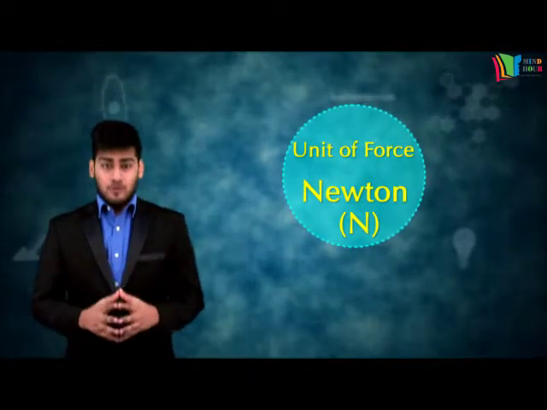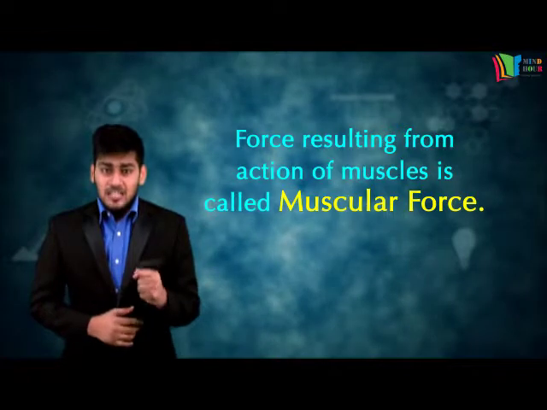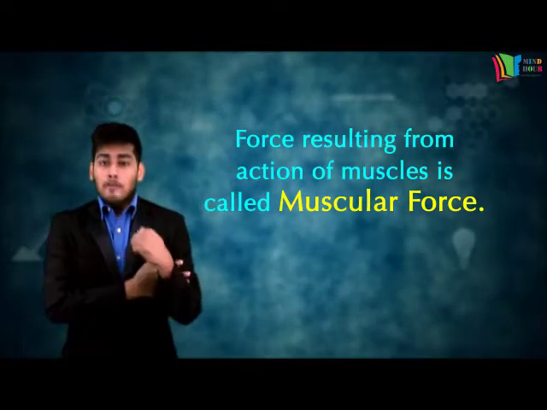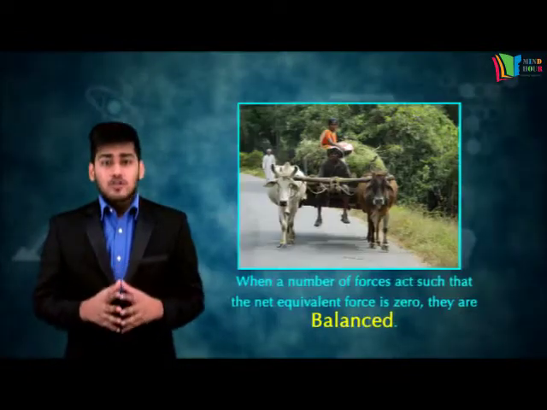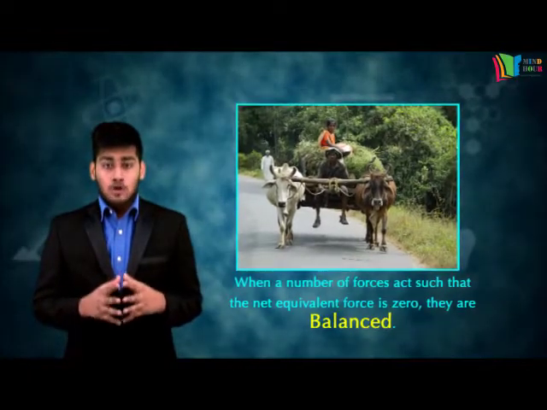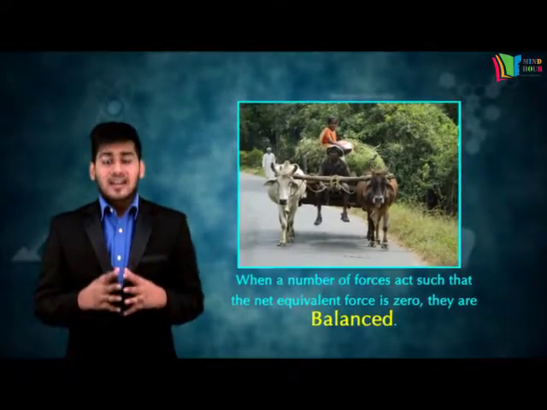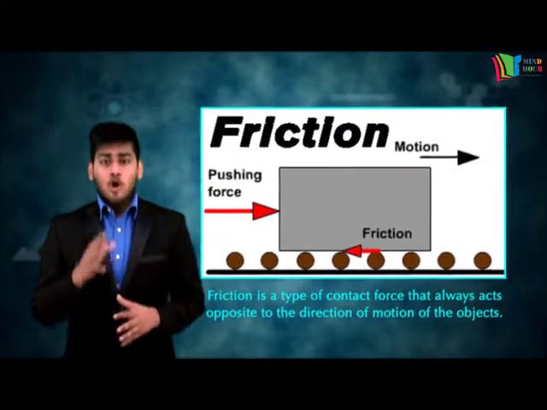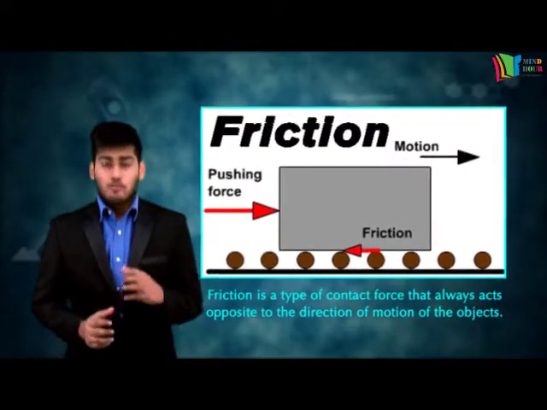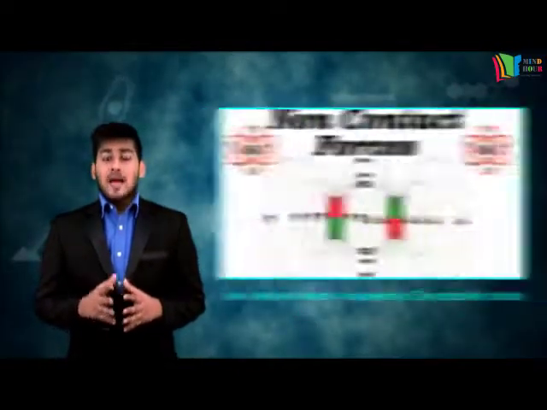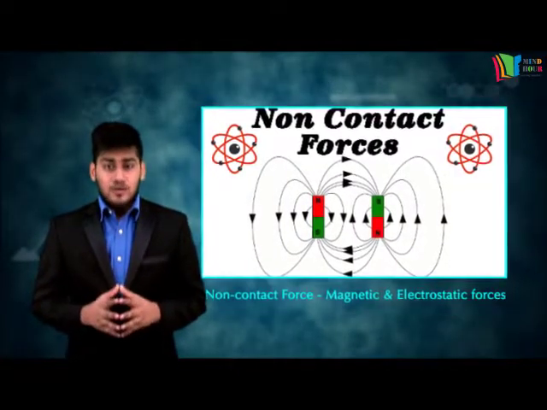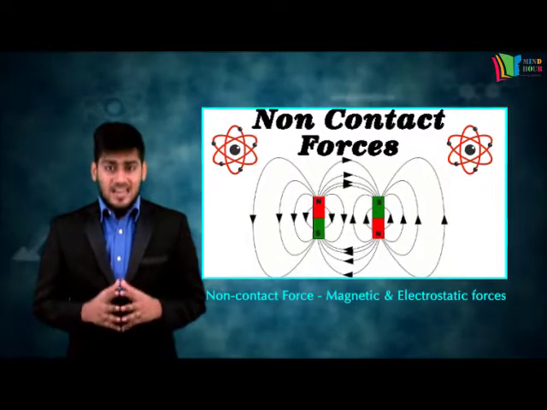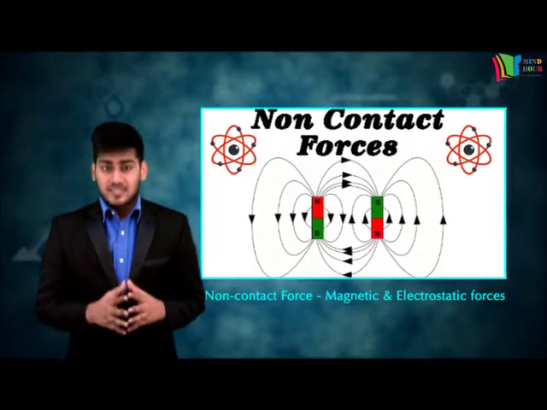There are many types of forces. The force resulting from the action of muscles is called muscular force. We make use of muscular force of animals like bullocks, horses, and camels to get our activities done. Friction is another type of contact force that always acts opposite to the direction of motion of the objects. Magnetic force and electrostatic force are non-contact forces as they act on an object from a distance.